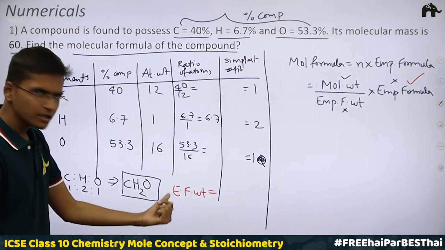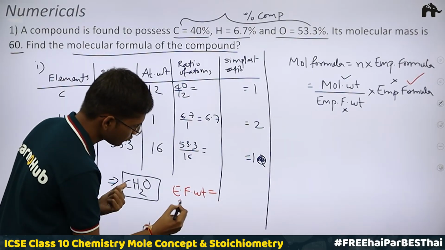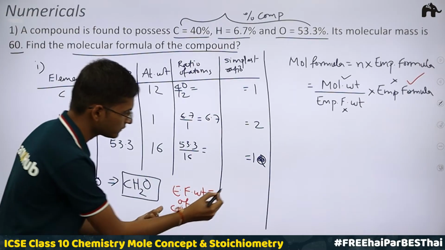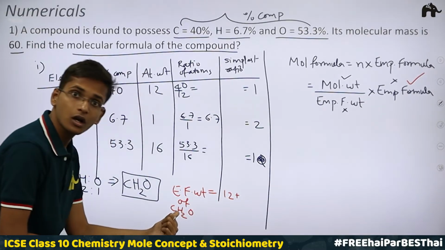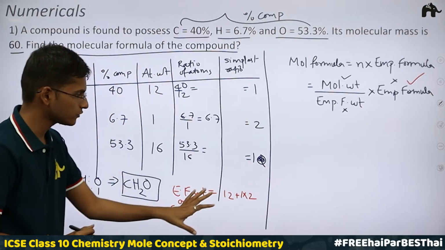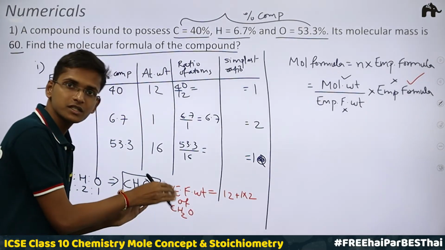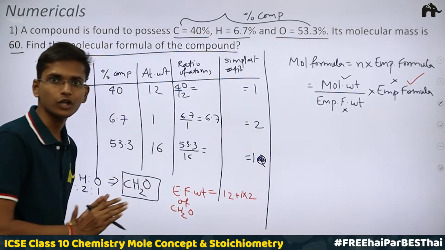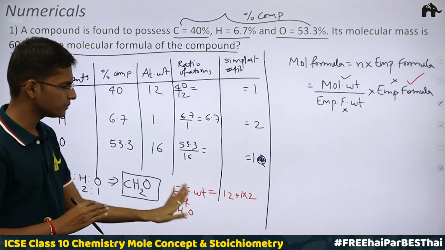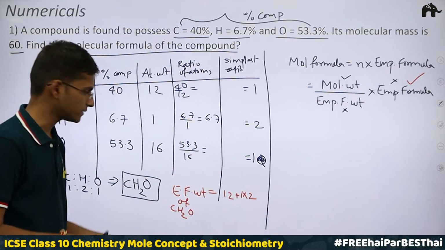So what is the empirical formula weight? CH2O. So carbon 12, hydrogen 1 into 2. Same way we just find the molecular weight, the same way we are going to find the empirical formula weight. But the thing is, we are referring the empirical formula here. Clear? For finding the molecular weight, we are referring molecular formula. For finding the empirical formula weight, we are referring empirical formula. Very simple. The process is exactly the same.